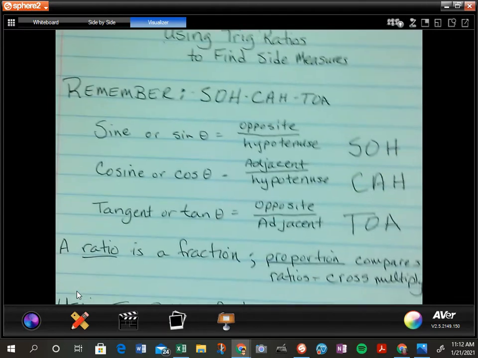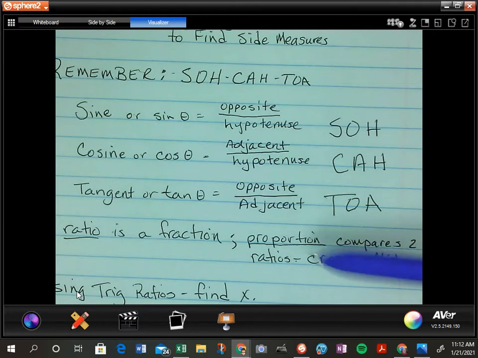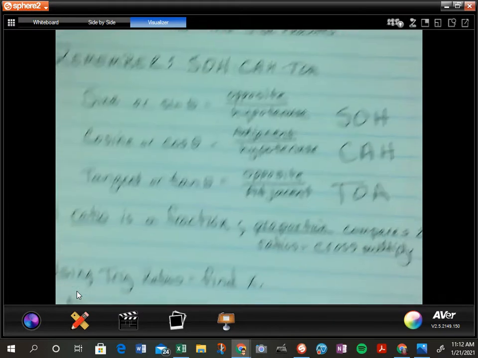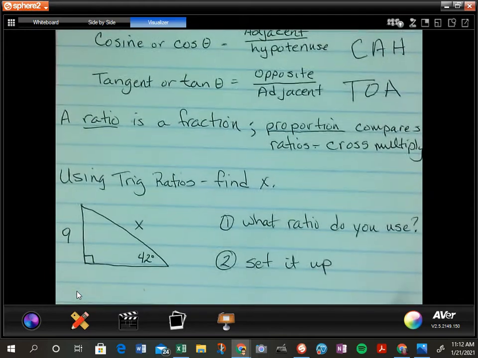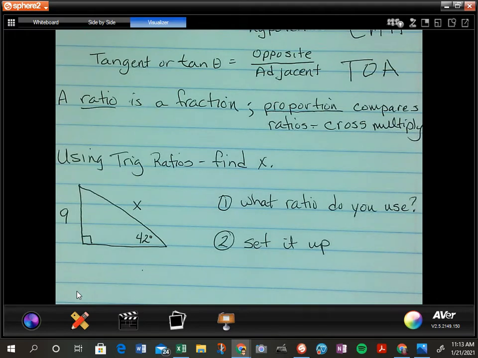And let's remind ourselves that a ratio is a fraction. A proportion compares two ratios when we use our cross multiply to solve it. So let's use our trig ratio to find x. First we have to look at the picture. What ratio do you see?